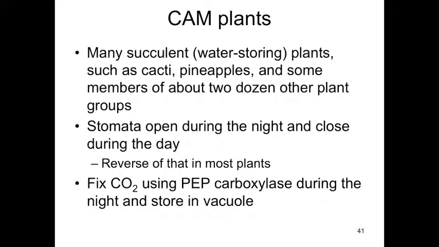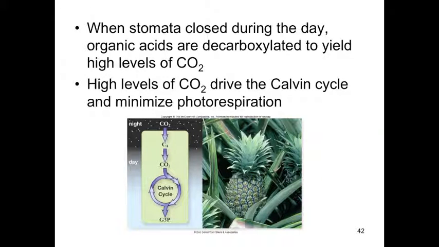So during the night, the stomata are open, and we're able to fix carbon. During the day, we capture energy from the sun and store it as ATP and NADPH. So CAM plants fix carbon using PEP carboxylase, just like C4 plants. They fix the carbon onto PEP during the night and store it in the vacuole. When the stomata are closed during the day to prevent loss of water, the organic acids are decarboxylated to yield high levels of CO2.